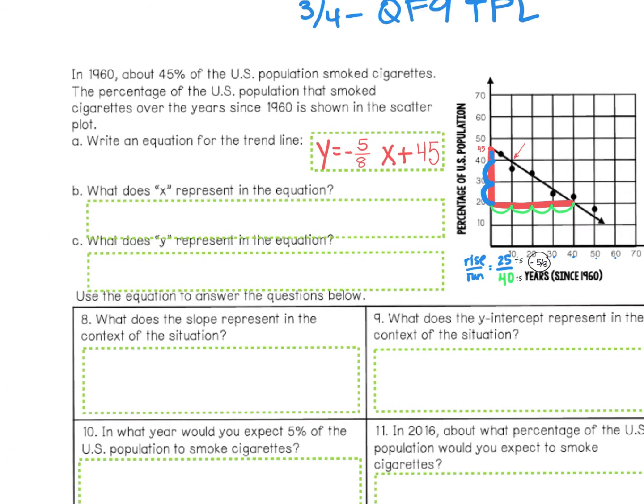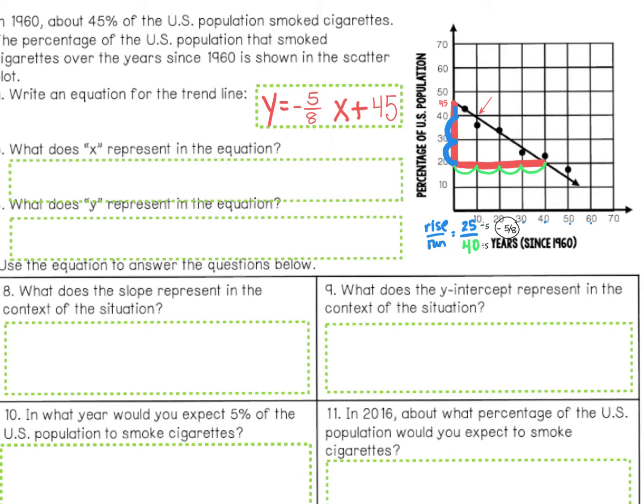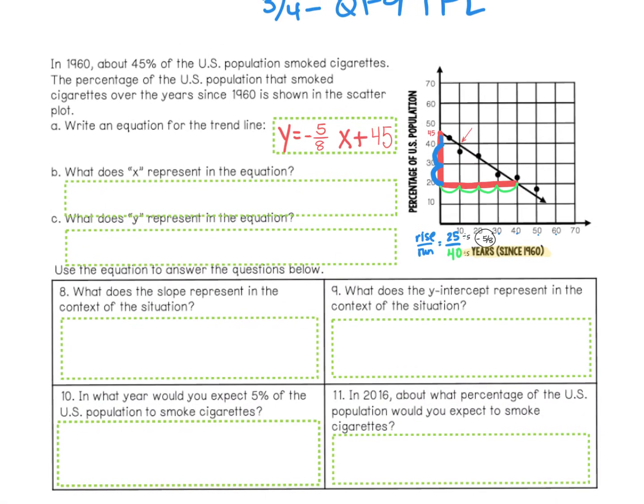So now we have to look and see what does x represent in the equation. Well, to find that out, all we have to do is look at the axes. Let's look at the labels. The x-axis is labeled the number of years since 1960. So that means x represents the number of years, but not just the number of years, it's the number of years since 1960.